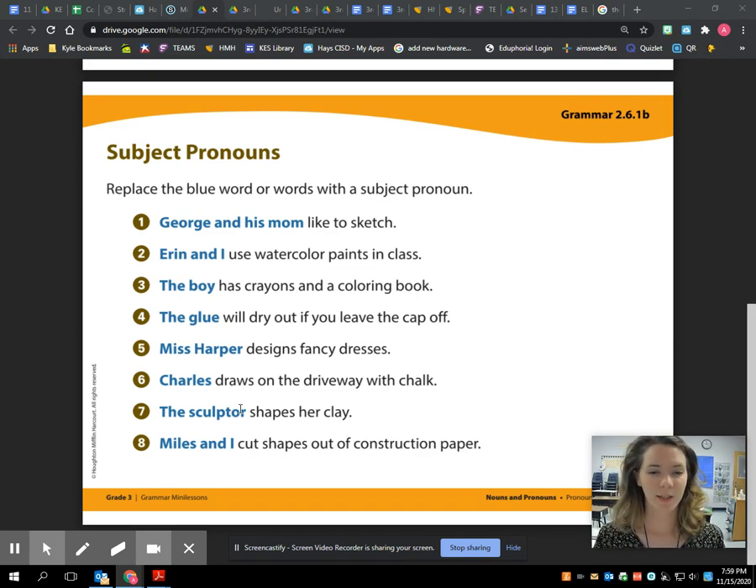Number 8, Miles and I cut shapes out of construction paper. This one is similar to number 2 where we had Aaron and I. We need a subject pronoun that includes me. So again, we're going to use the subject pronoun we. We cut shapes out of construction paper. Now you're going to practice doing these on your own.